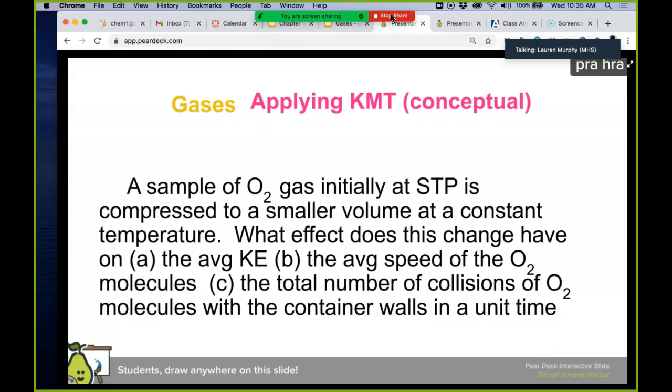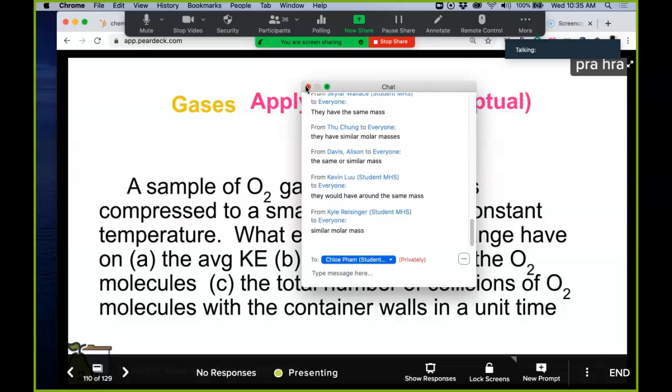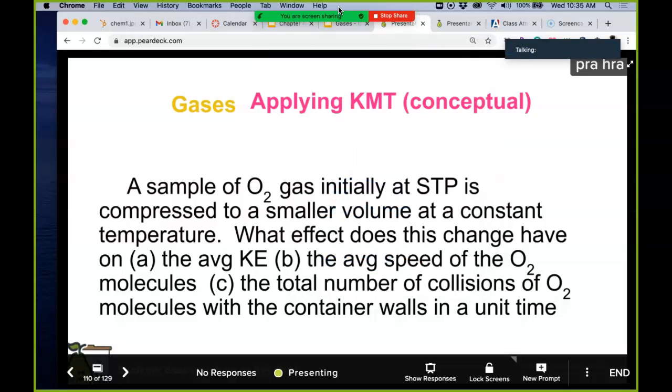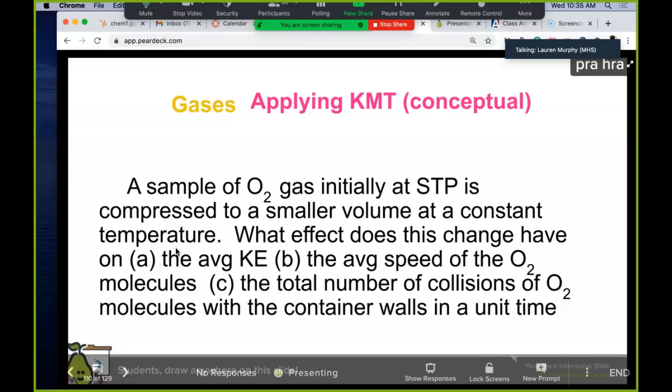Let's apply that conceptually. You take oxygen gas at STP. Remember, STP is 0 Celsius, 1 atmosphere. And they compress it, meaning they're shrinking the container, making the container smaller. They're decreasing volume at a constant temperature. So they're not allowing temperature to change. What effect does this have on the average kinetic energy of the oxygen gas? It should have no effect on the average kinetic energy because you're not changing temperature.